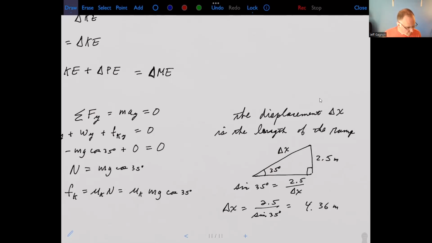I need to go on the next page to finish this. So remember, the work done by the non-conservative force, which is the friction, so I'll just write it here, is the work due to the frictional force, F_k.